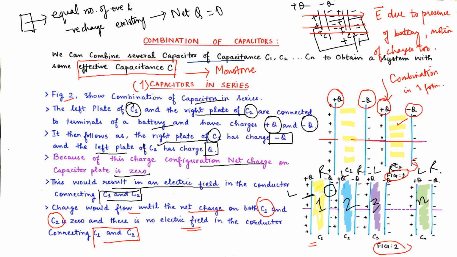So to oppose this generated electric field, the charges will start moving in the opposite direction and they will move until they equalize the charges on both the capacitors and make the net charge 0. Why acquire net charge 0? So that they attain some stability and there is no electric field force on the two capacitors. So they work more efficiently in such a condition.